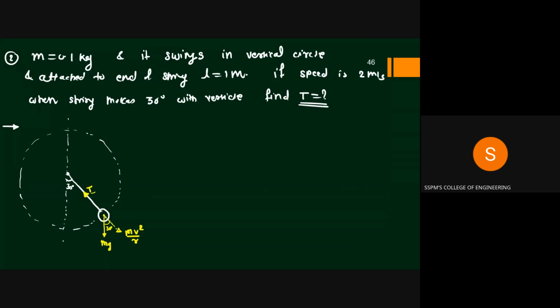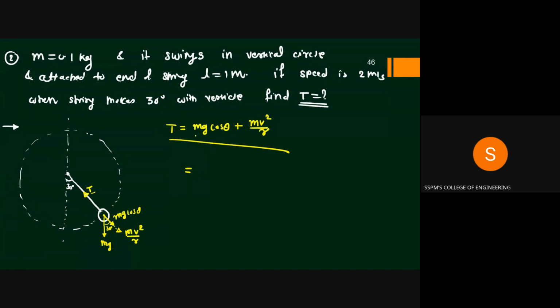So if you resolve the mg, you will get one component. This is the adjacent component. So that component is mg cos theta. Okay. Now, if you use the equilibrium equation in this direction, that is the direction of string, then you will get the equation: complete tension T is equal to mg cos theta, this is the weight component, plus the centrifugal force mv square upon r. Okay, so this is the basic equation at any position for the circular motion.